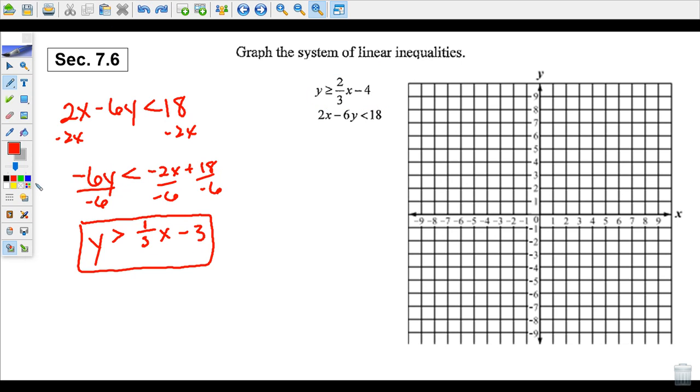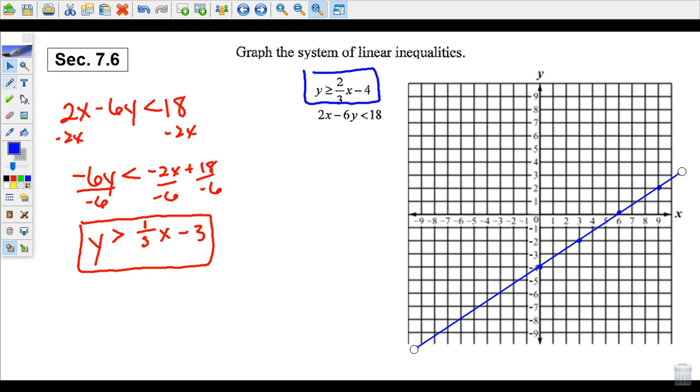In fact, let me do this one in blue just so we can separate them. So y-intercept is -4. Slope is 2/3, so that means from here up 2 to the right 3. And I can just keep doing this and go as far as I want. And then I draw a line through it. And it is a solid line because it's equal to. The inequality symbol has the equal to line underneath it. So I'm just going to draw this line through them and extend it.